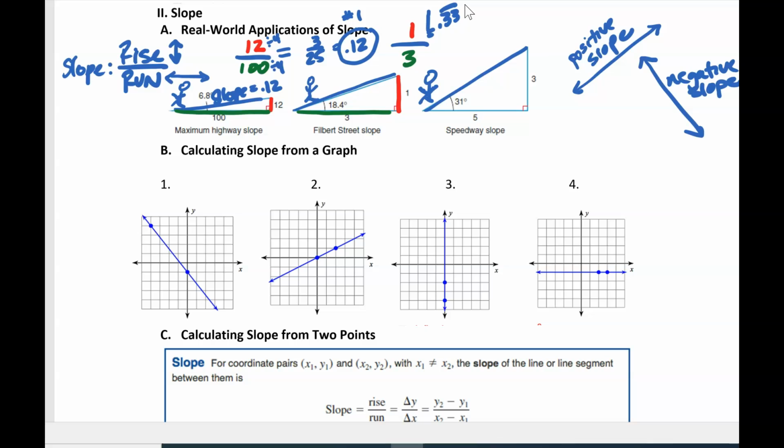Okay, there we go. Our second slope is 0.33. So notice that number is bigger. So the ramp that's in the middle is steeper, and it has a larger number for the slope. And that's what you should expect.